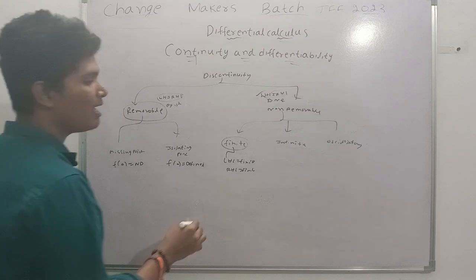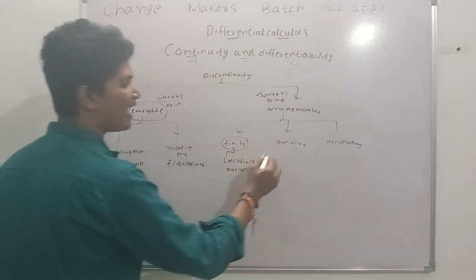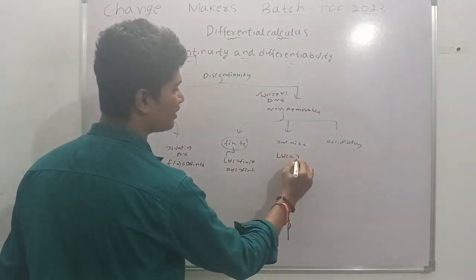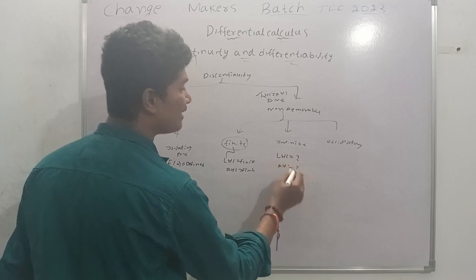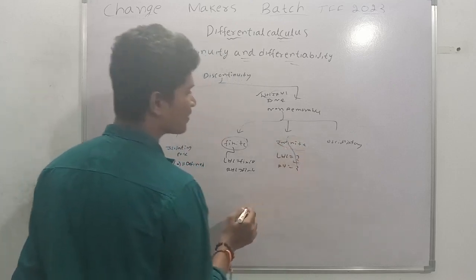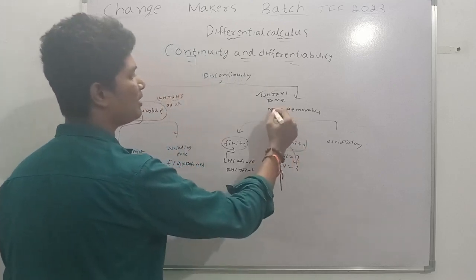LHL is not equal to RHL. Okay, understand? In the infinite type, the LHL is infinite and the RHL is infinite, that is, any one of them is infinite. It is completely infinite, a non-removable discontinuity.